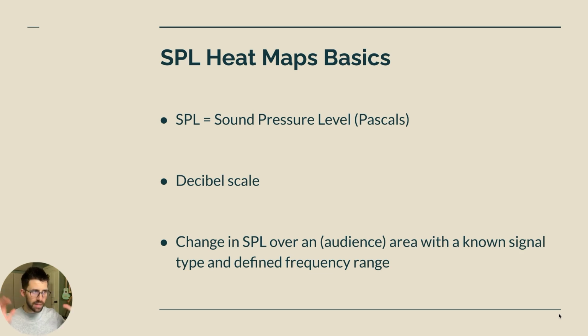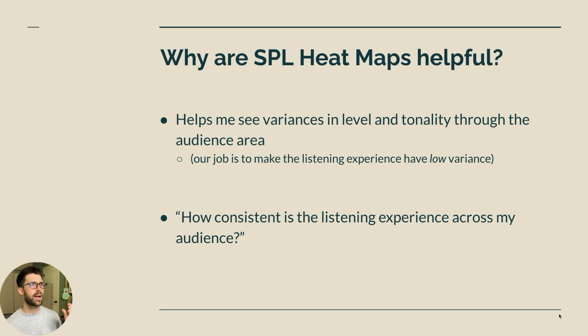But at a high level, SPL is showing me the change over an audience area. This technically could be any area, but we usually care about it in our audience, with a known signal type and a defined frequency range. We'll step through all of that. So why are SPL maps helpful to us? Ultimately, they help me see variances in level and tonality throughout the audience area.